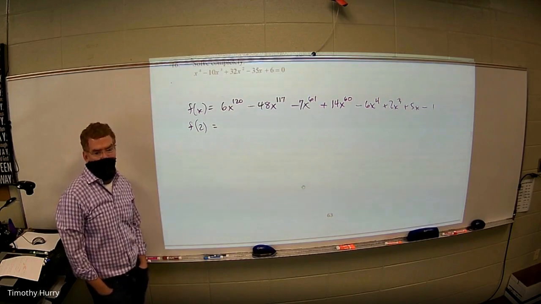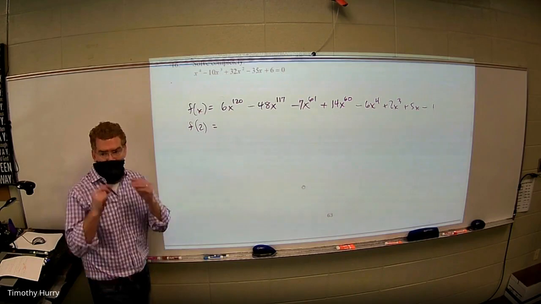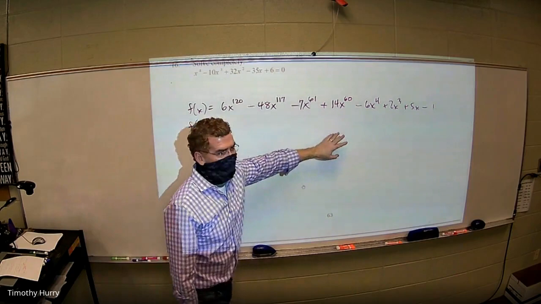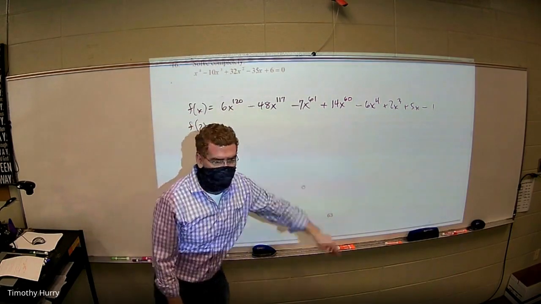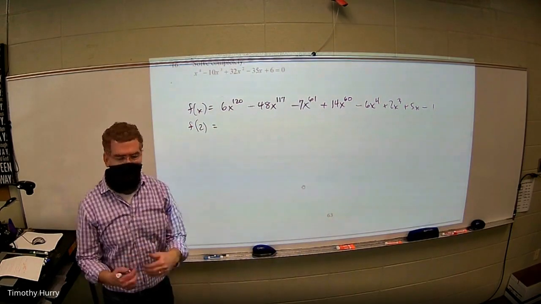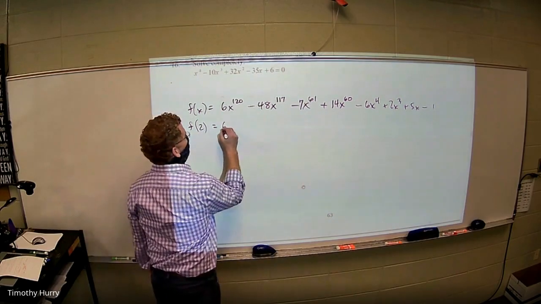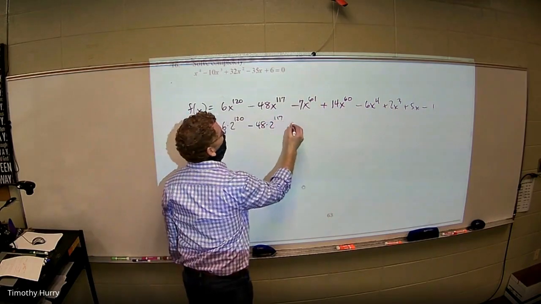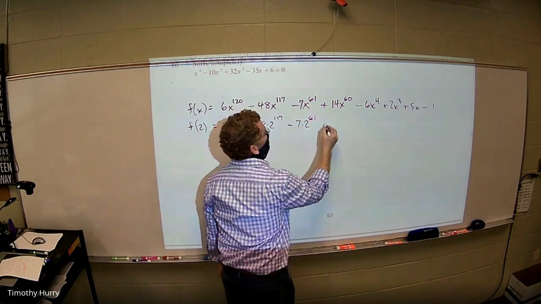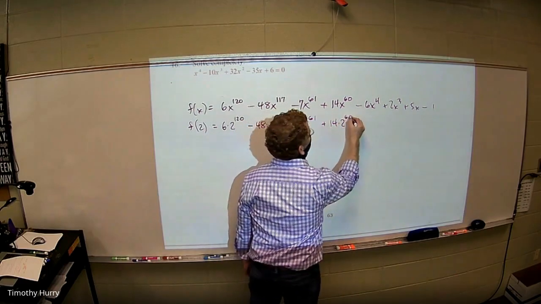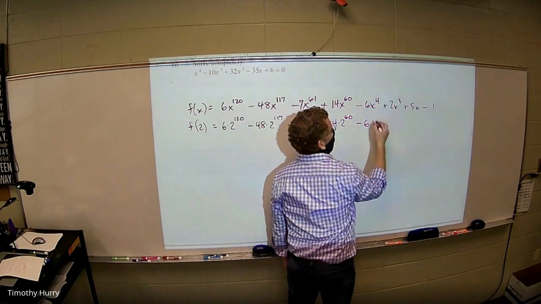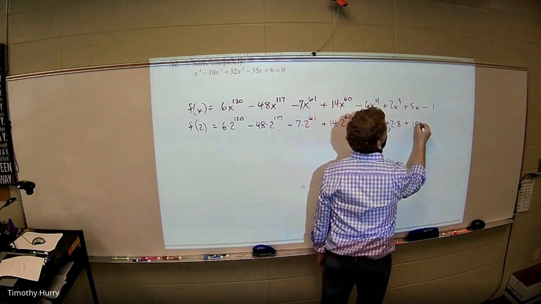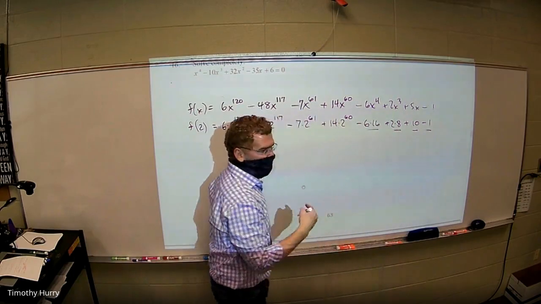Maybe. This is really a math team level question. What's possible? You can see it. Plugging a 2 in looks really nasty. Synthetically dividing, lots of zeros. If that happens, be a little creative. Plug a 2 in there and you get 6 times 2 to the 120th minus 48 times 2 to the 117th minus 7 times 2 to the 61 plus 14 times 2 to the 60 minus 6 times 2 to the 4, that I can do, plus 2 times 2 cubed, that I can do, plus 10 minus 1. Okay, so I'm fine with that stuff if I have to do it.